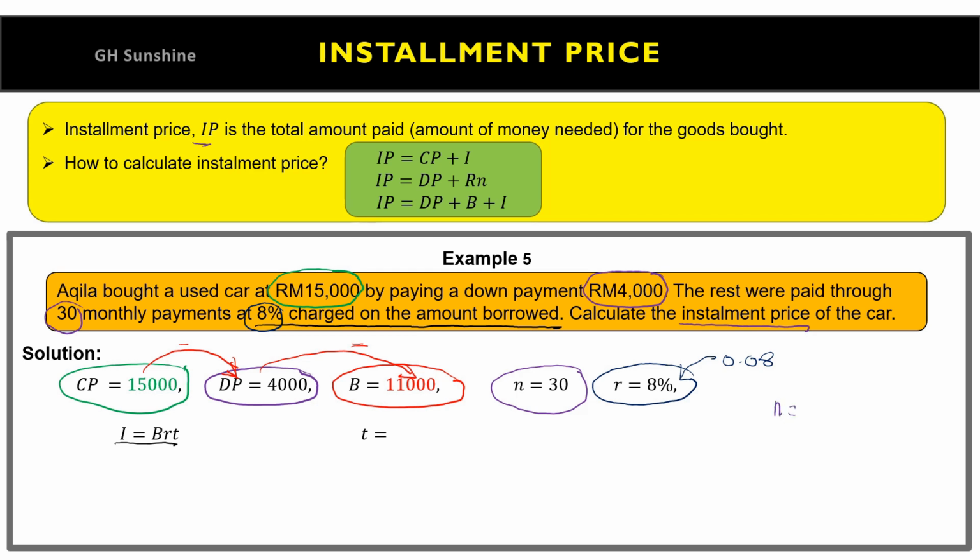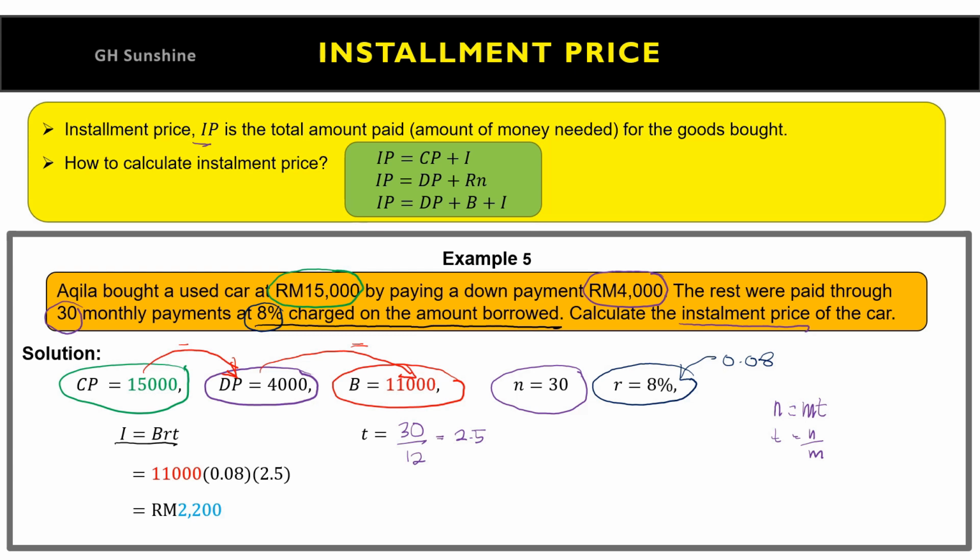N equal to MT, so T equal to N divided by M. Here M is always 12, therefore 30 divided by 12 equal to 2.5. So substitute all the values. At the end, the interest amount equal to RM2,200. Okay, next, we can calculate the installment price of the car.